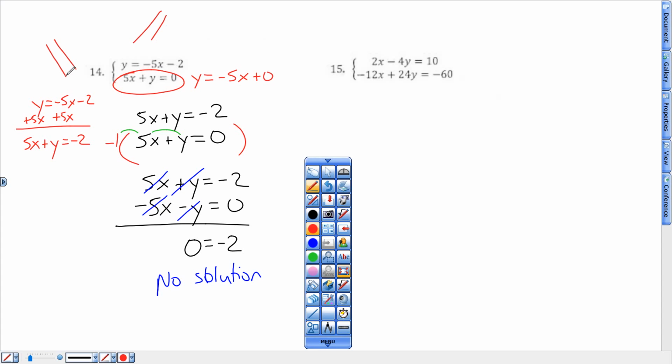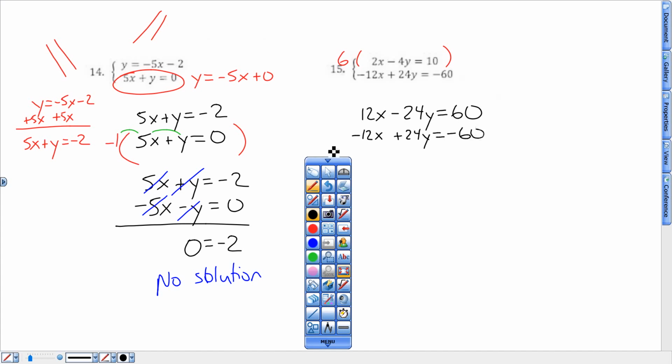All right, this bottom one looks like it's already rearranged, but to make one of my variables go away, maybe to make this become positive 12x, I'm going to times that top row by 6 and rewrite it. Gives me 12x minus 24y equals 60. Bottom row stays negative 12x plus 24y equal negative 60.